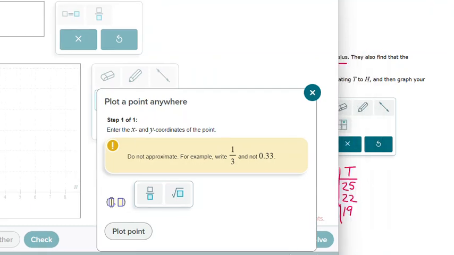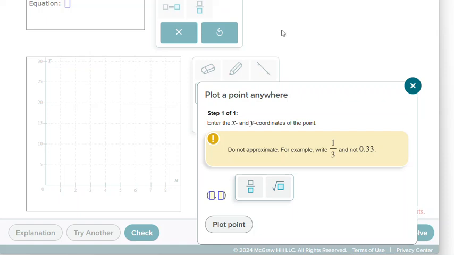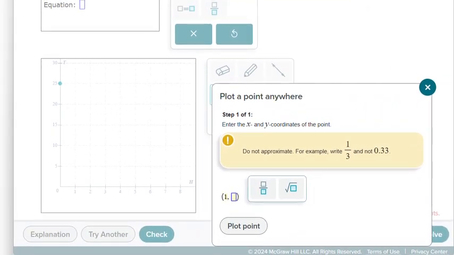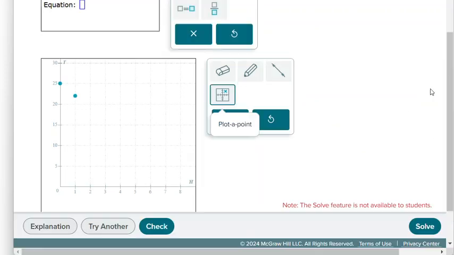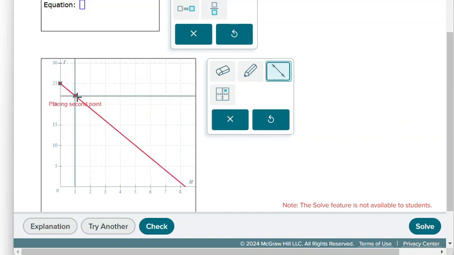So what I came up with already for my table is that height of 0 and temperature of 25 is 1 point. So I'm going to enter that into the plot a point and click enter or click plot point. And then another point that I can plot is 1 and 22. I only need 2 points to make a line, although I could continue plotting points if I wanted to. But once I'm done plotting, I can exit out of that and then click on the line tool to draw my line through those 2 points. And then once I've typed my equation in here, I can check my answer.